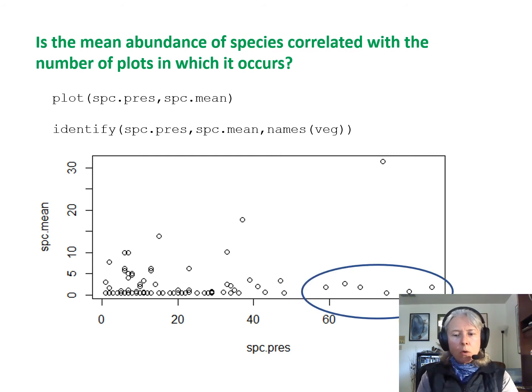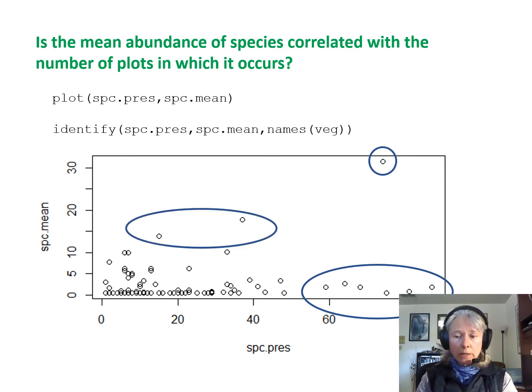The species that are on the right-hand side of the x-axis are the widespread ones, and you can see that most of these, in fact, have very low abundances. This is in contrast to what is more commonly seen, that widespread species tend to be abundant. That pattern is seen only in this species up here in the upper right. This one is both widespread and abundant. Some of the high dots in the middle here are much less widespread, but they are relatively abundant where they are present.